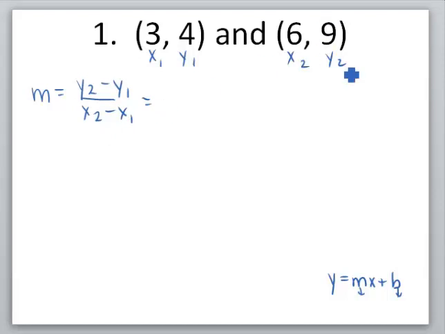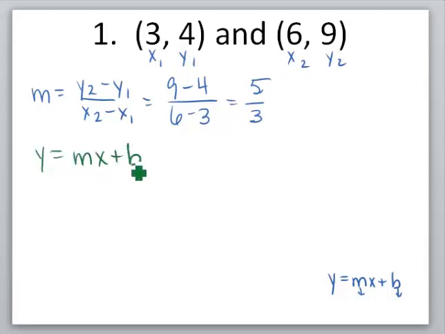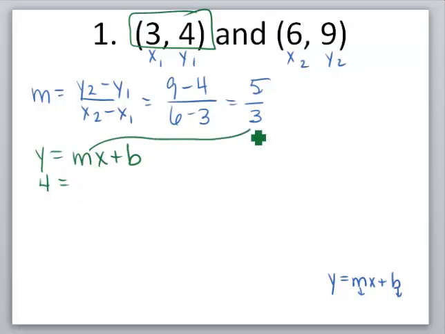That gives me y2 is 9, y1 is 4, over my x2 value is 6, my x1 value is 3. This gives me the answer of 5/3. Next thing I need to do is use one of the 2 points to write my y equals mx plus b so I can figure out what b is. I'm going to go ahead and plug 4 in for my y. My m, I just found it to be 5/3. My x value from this ordered pair up here is 3, and now I'll put plus b.